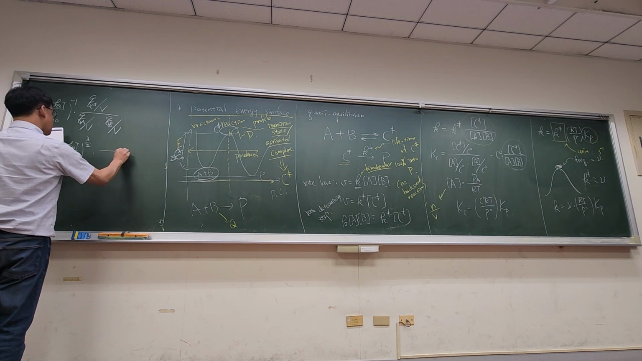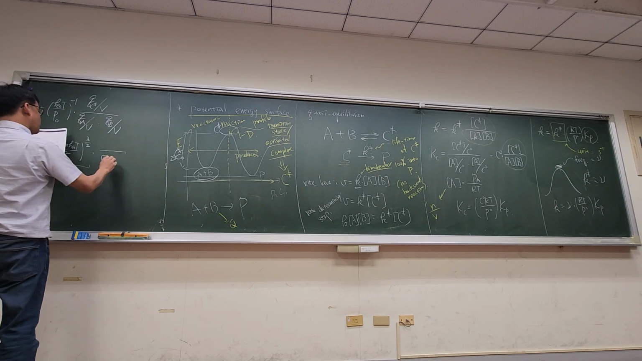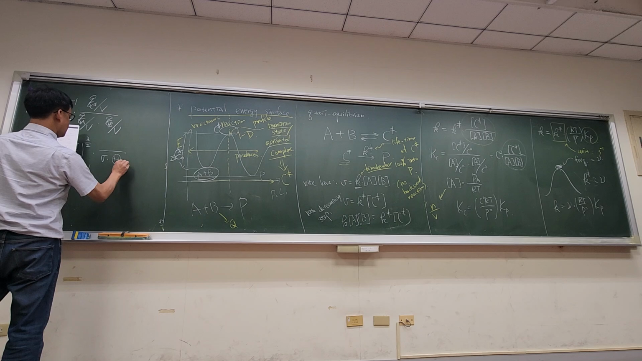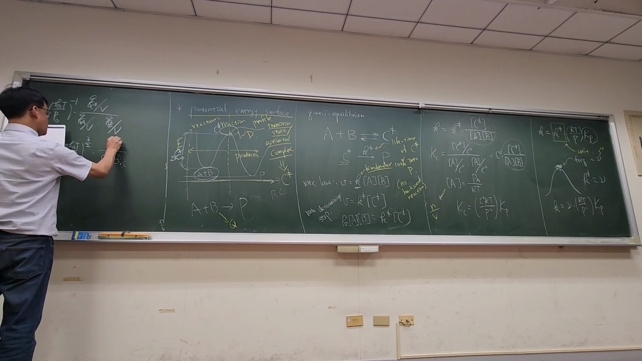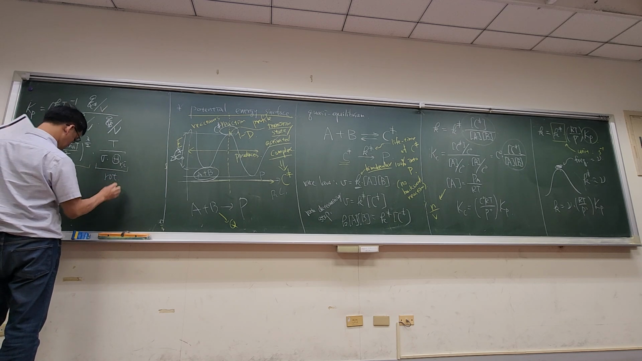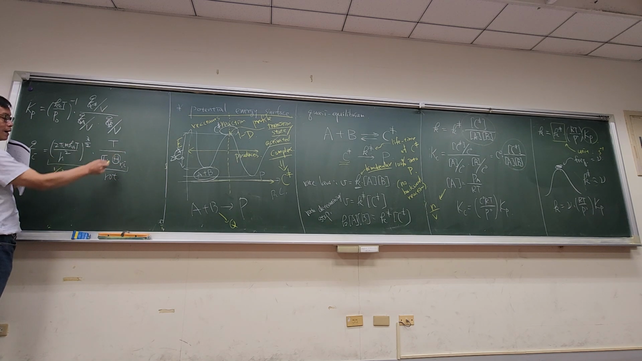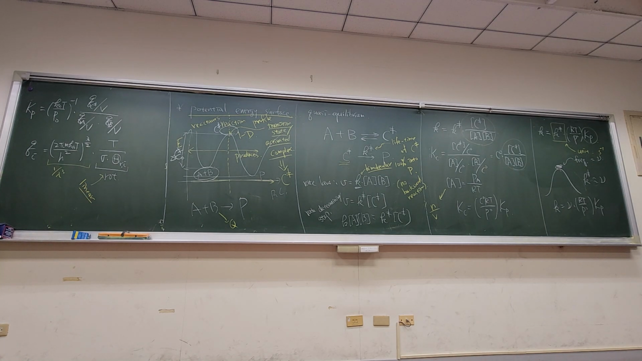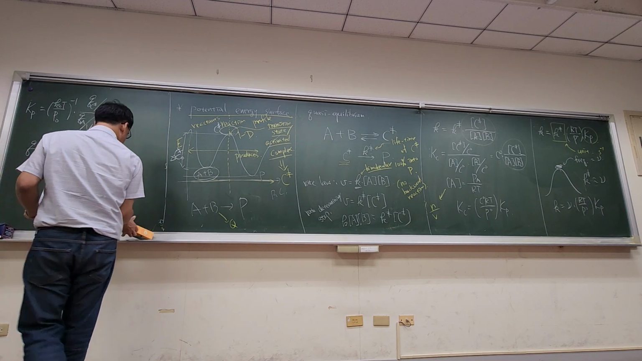Rotation part, symmetry number times rotational... This is power of 1, so here we actually assume linear. If it's nonlinear, you have a sigma A, sigma B, sigma C, then T to the cube, then square root of everything. Okay? And then vibration.